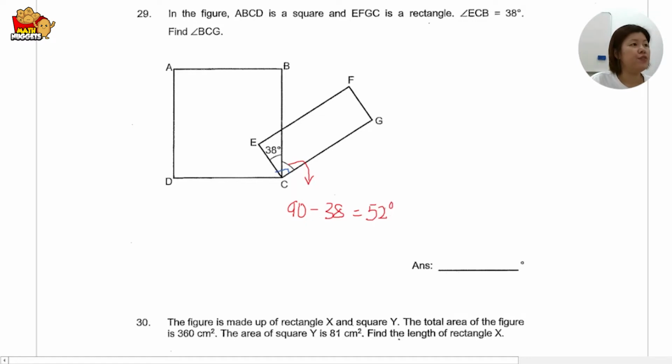So if this is 52 degrees and square is also 90 degrees, which is here is 90 degrees. Okay, so they want BCG, which is here. So answer 52.